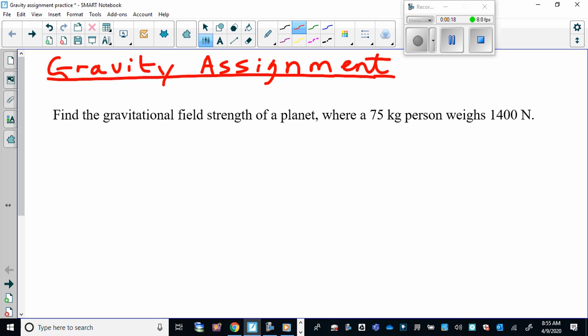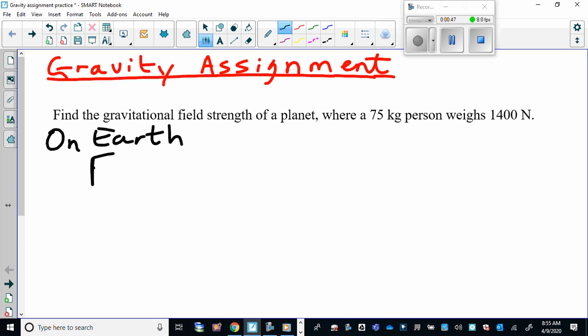The first question is: find the gravitational field strength of a planet where a 75 kilogram person weighs 1,400 newtons. We don't need to do this, but for interest's sake, let's find out what the weight of the person on Earth would be. This is just for comparison.